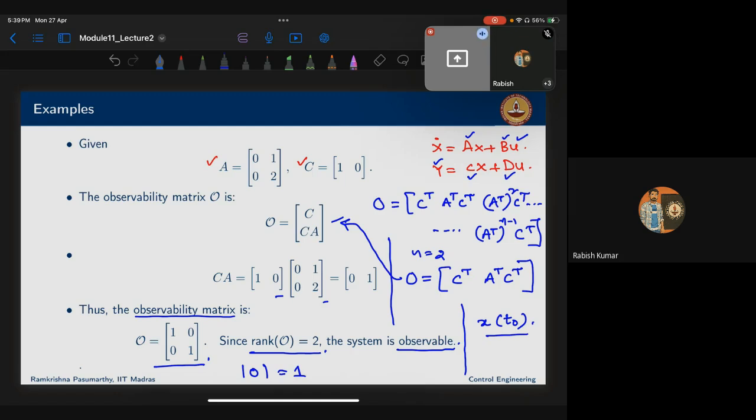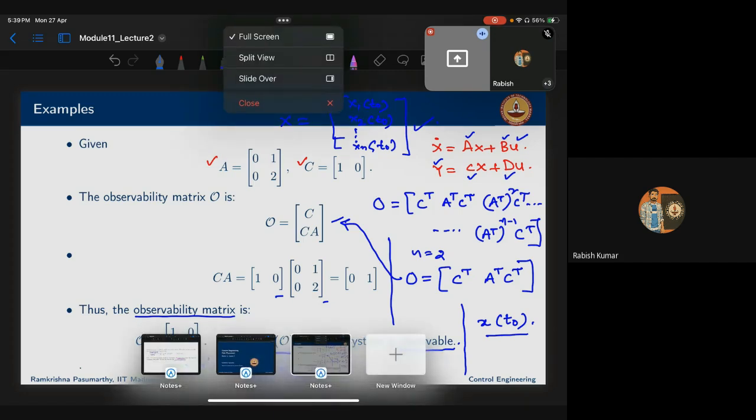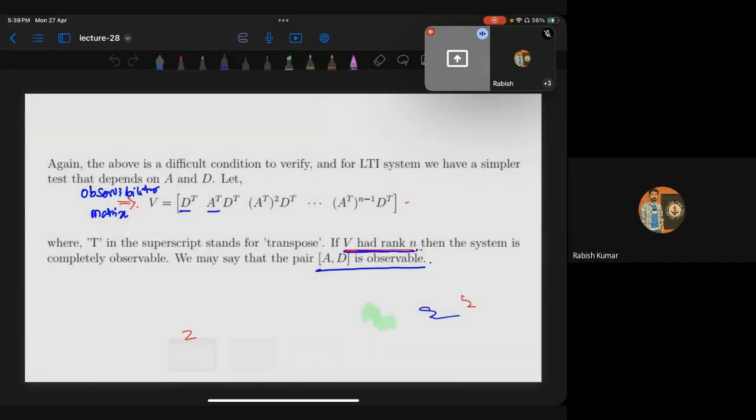It means that we can find all the states, x1 of t naught, x2 of t naught, up to xn of t naught. That is the meaning. We can observe, or estimate, all these states. Is this clear? This is the meaning of observability. Any queries on the basic meaning? Let me go back to the example again.